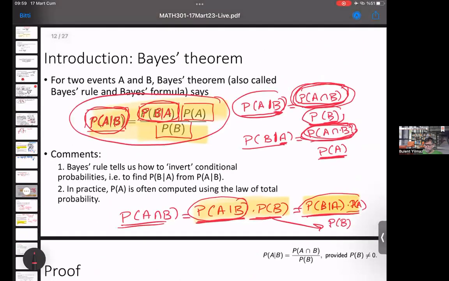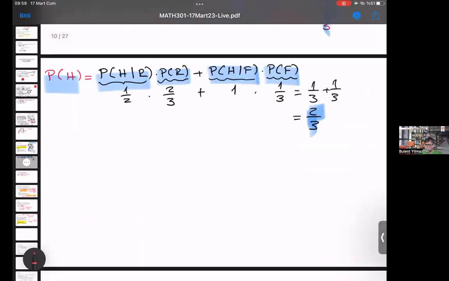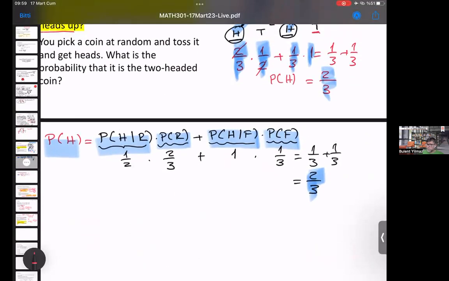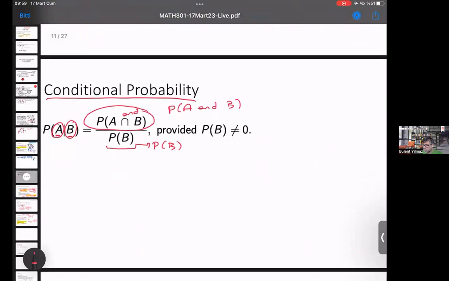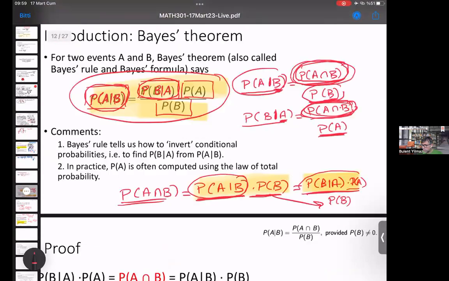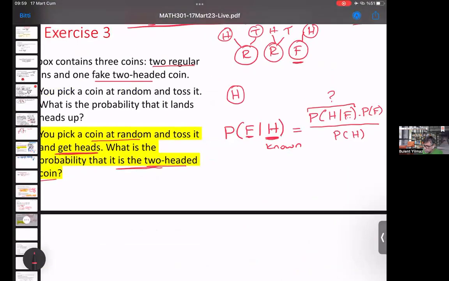What did we find in the previous question? Hocam. What did we find until now? What are the things that we know? Sorry, let me put it that way. Do we know probability of heads given F? If it is a fake coin, I am gonna have heads for sure, right? The probability is gonna be 1. What's the probability of F?